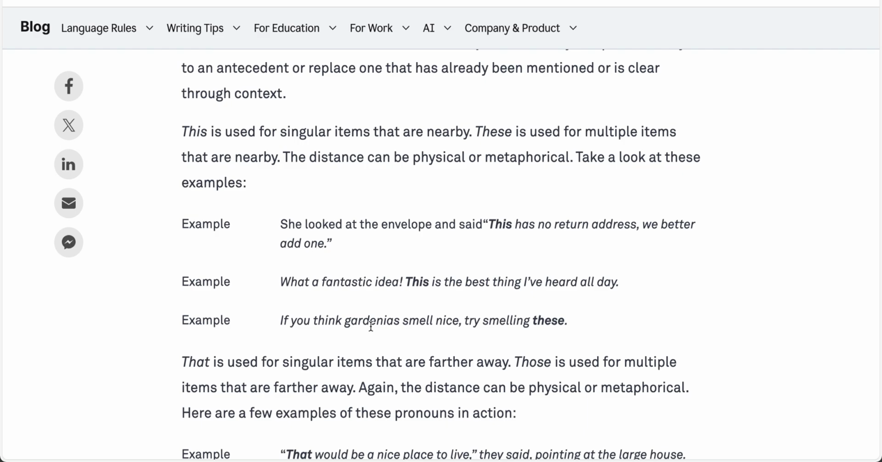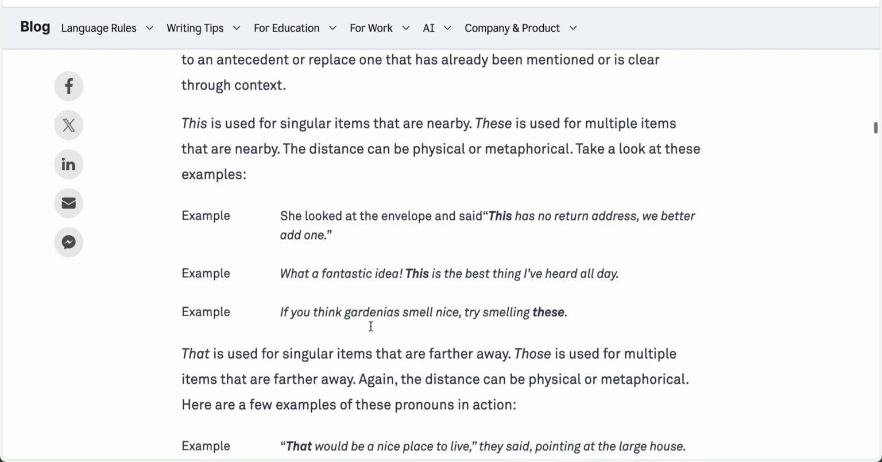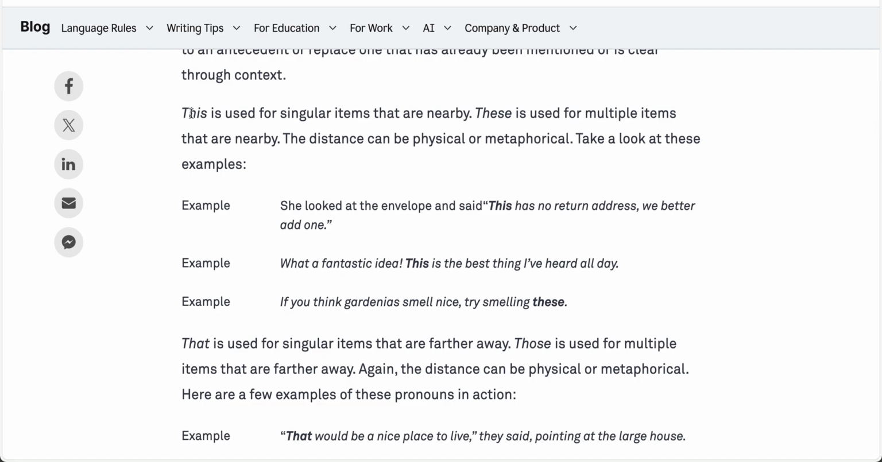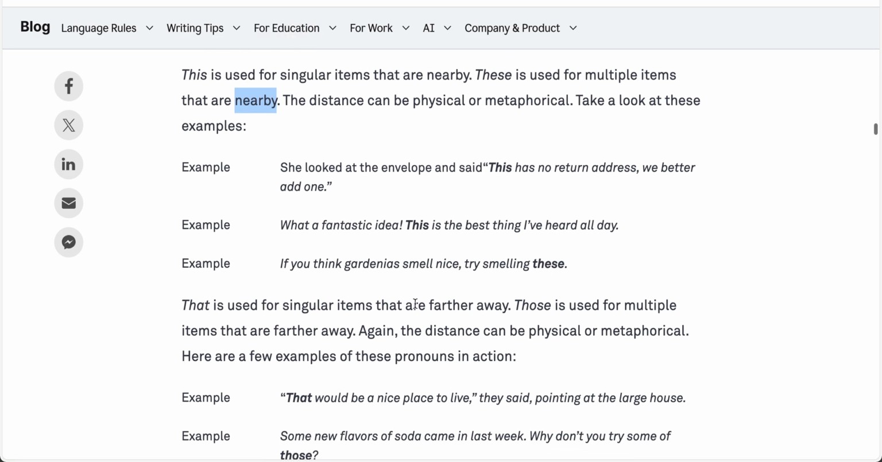Gardenias in general, well, I got some specific gardenias I want you to smell. So that's this, singular; these. These are called the near demonstrative, since it says nearby. But then there are the ones that are farther away. So we call this the near demonstrative, and the far, F-A-R, demonstrative.